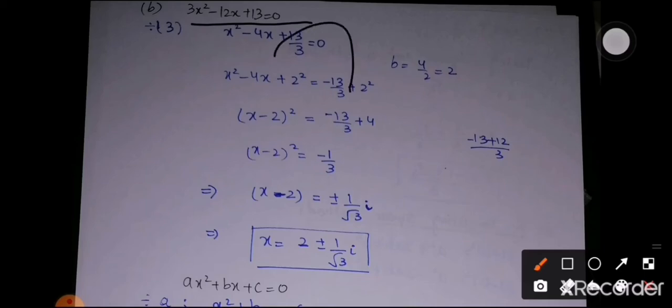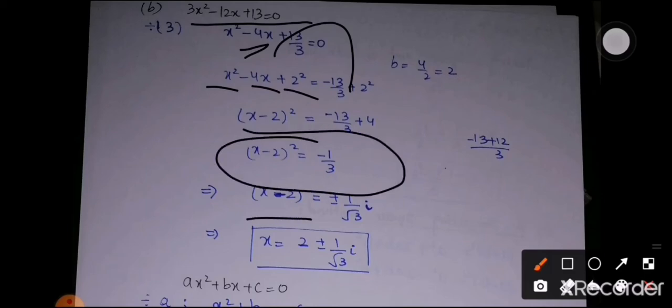Now we will find out the value of b. For this we will divide the coefficient of x by 2, and the answer we will get is plus 2. So we will add the square of 2 on both sides because we need a square minus 2ab plus b square. So adding b square or 2 square on both sides, we will get x minus 2 whole square is equal to minus 1 by 3. Now taking square root on both sides, we will get x minus 2 is equal to plus minus 1 over square root of 3 iota. So this is how we can solve a quadratic equation using completing square method.